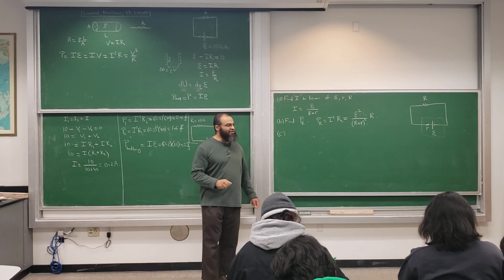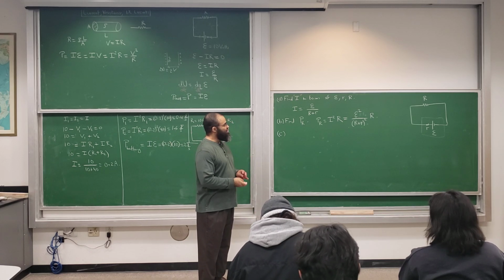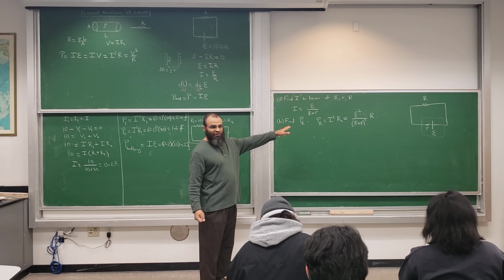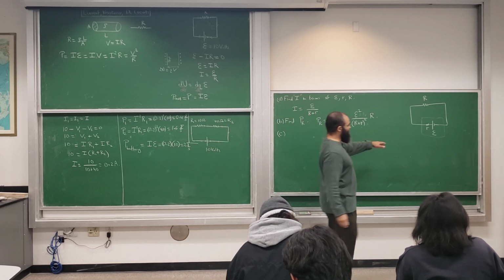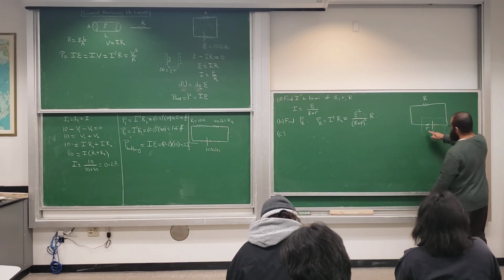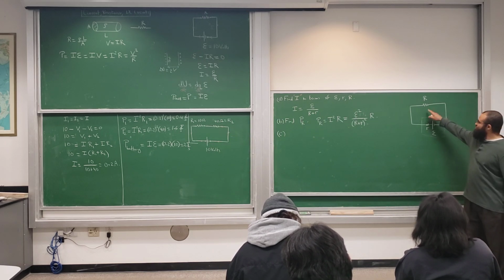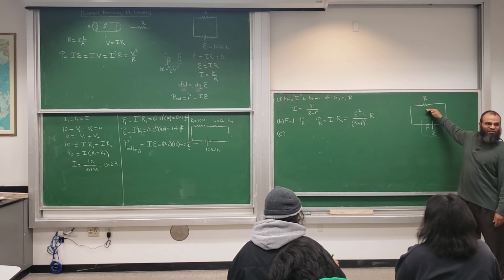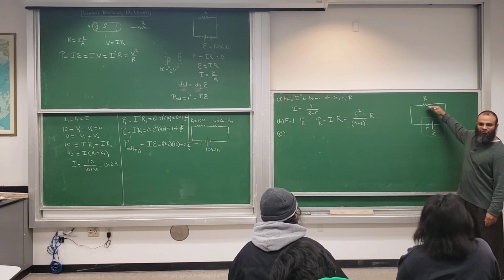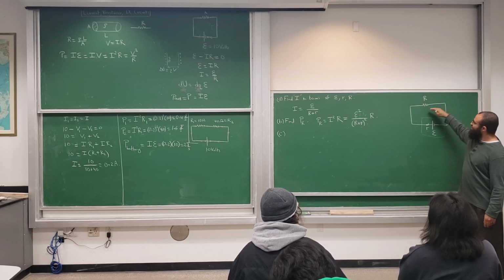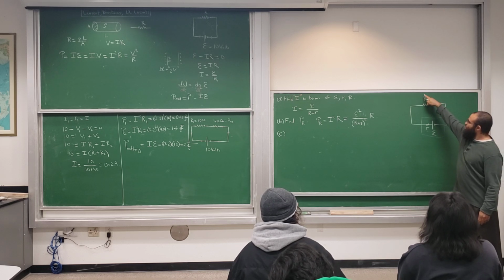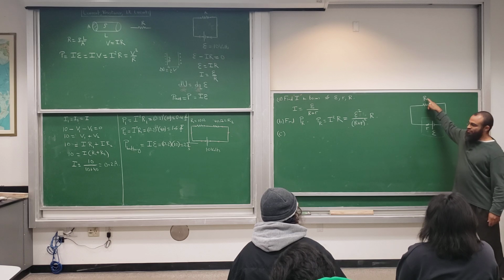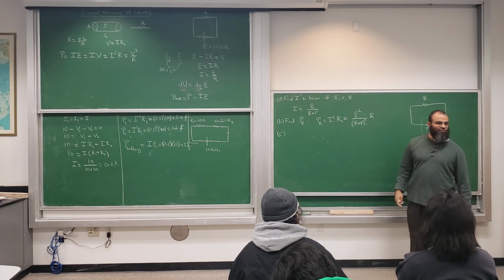So C asks the following. You've got a battery with its own internal resistance, so the voltage of the battery doesn't change. Suppose you change this resistance. You vary it. You start with maybe zero resistance, 1 ohm, 2 ohms, 3 ohms, 5 ohms, and you ask, what should capital R be so that the power consumed is maximum?